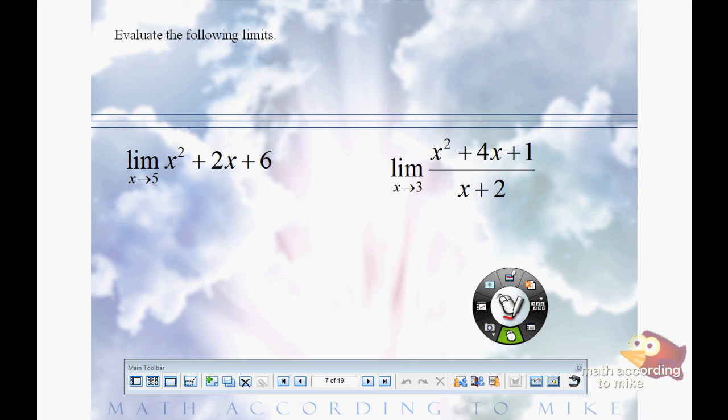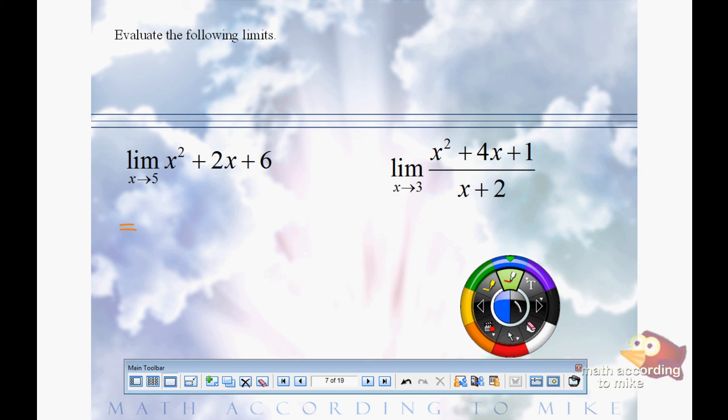So for instance, let's plug in, apparently we're going orange. I'm going to go back to blue. Let's plug in 5. So we'll have 5 squared plus 2 times 5 plus 6. What is 5 squared plus 2 times 5 plus 6? 41. So just like we did with our very first example of that profit function, we could have just plugged that number in and then got our limit. We learn later on why it works, but for right now, we are good to go.